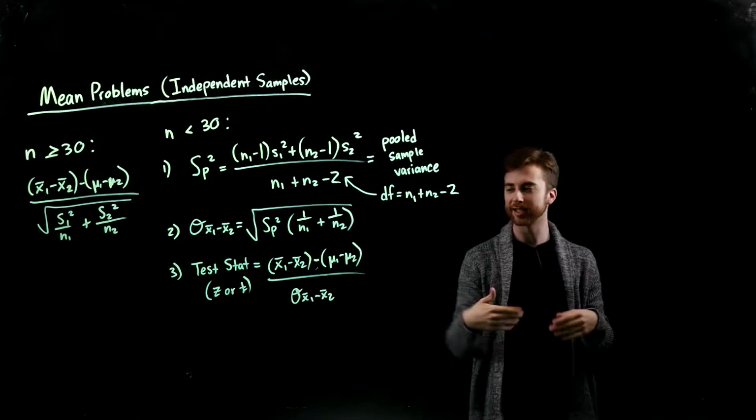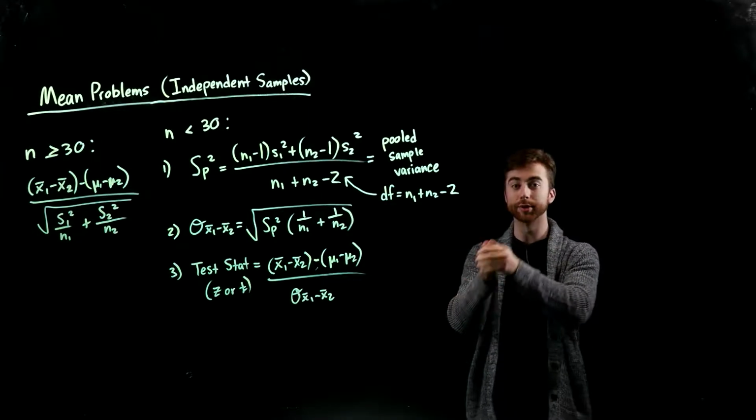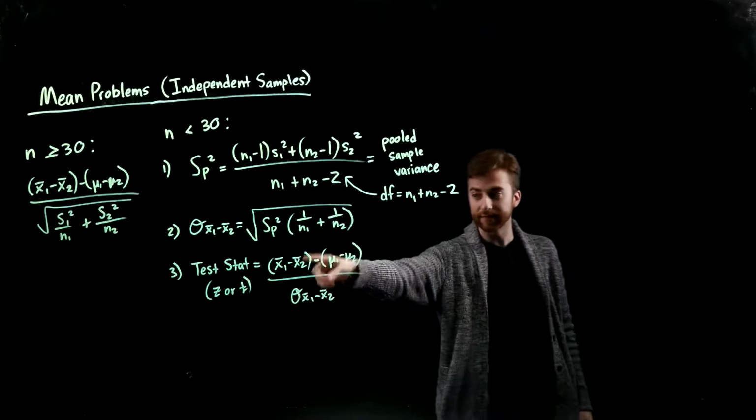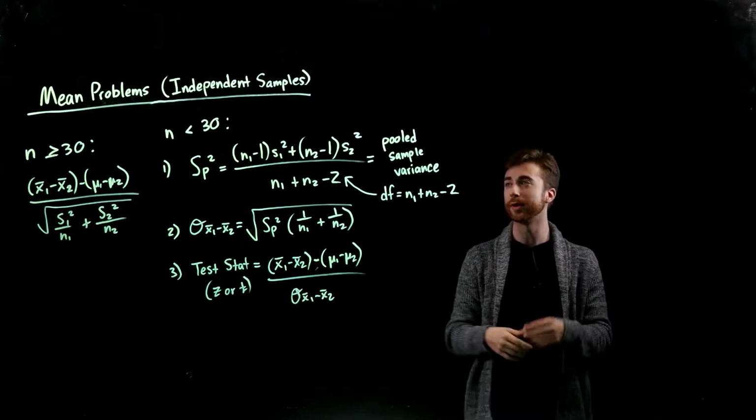The x bar 1 minus x bar 2 is literally you have the mean for each of them, take the mean for the first sample, subtract the mean from the second sample, and it gives you this number right here, and then you just solve for it like that. So that's how you do it for a mean-based problem for an independent sample.